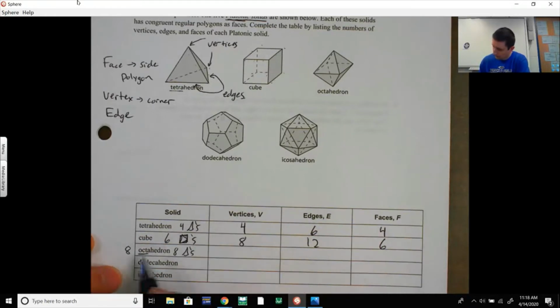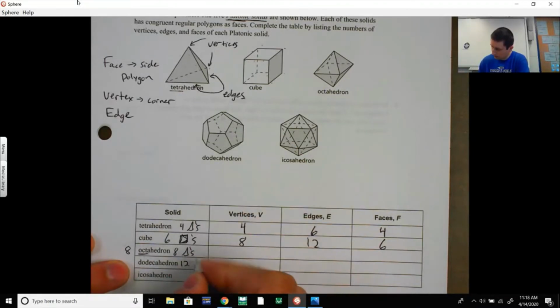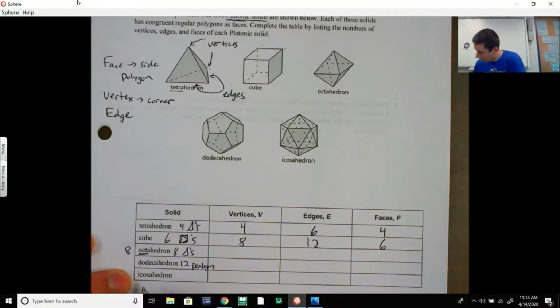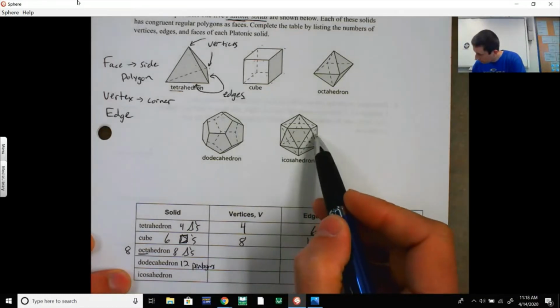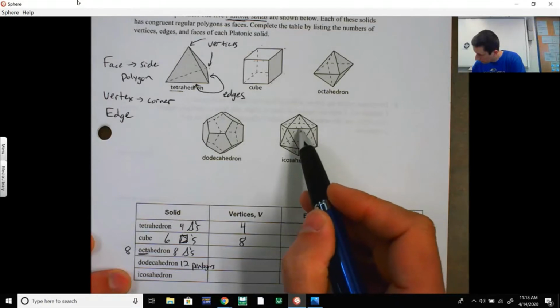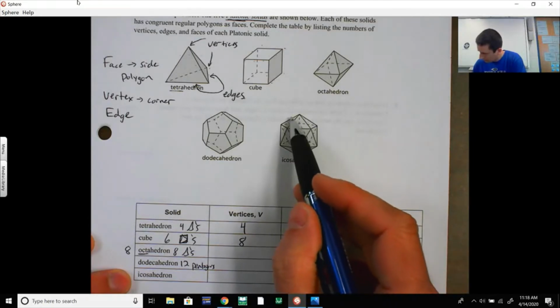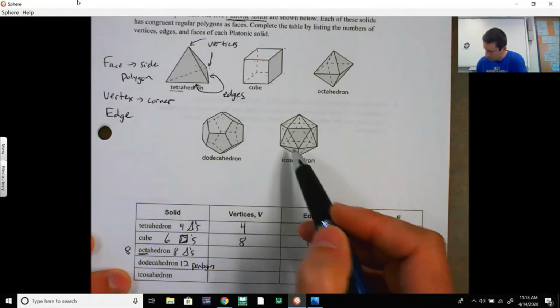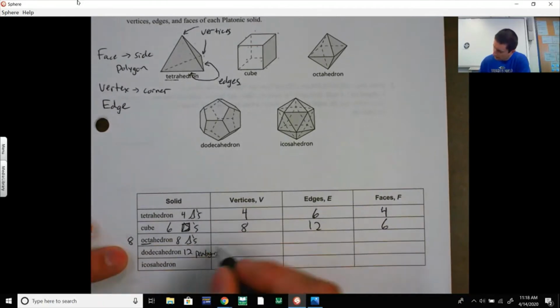Okay, let's keep looking at dodeca. Dodeca is 12. So this is made up of 12 pentagons. Icosahedron, that has triangles, and I'd have to count them. I'm not going to take the time now to do that.